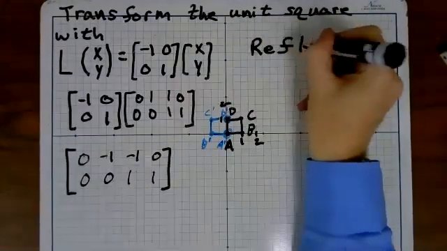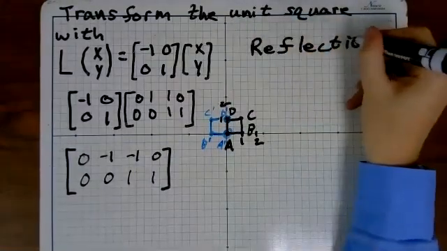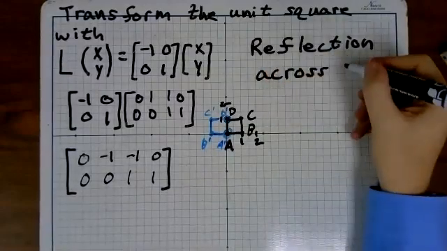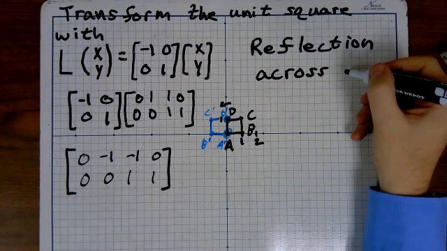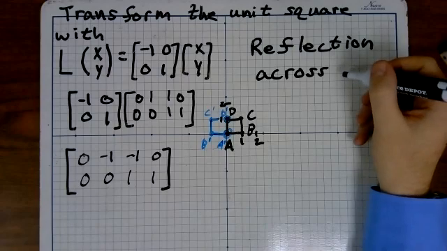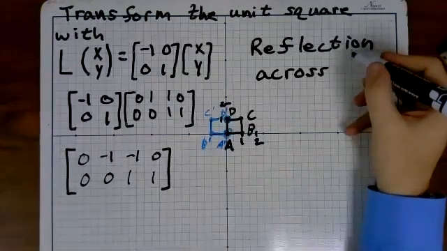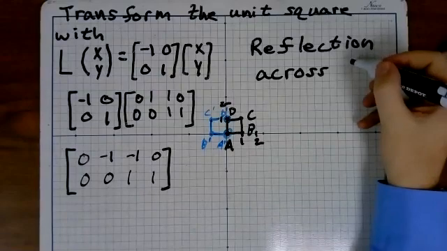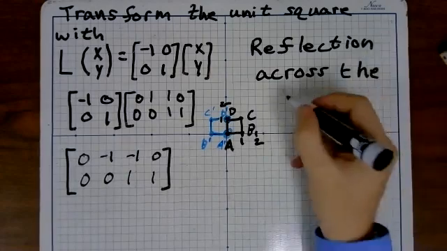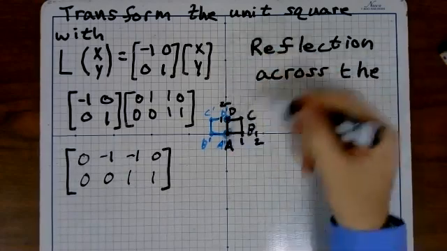But what did it reflect across? What axis? What is the axis of reflection? It reflected across the y-axis.